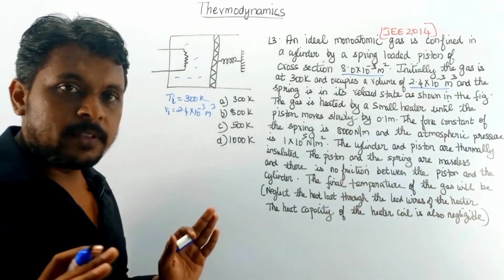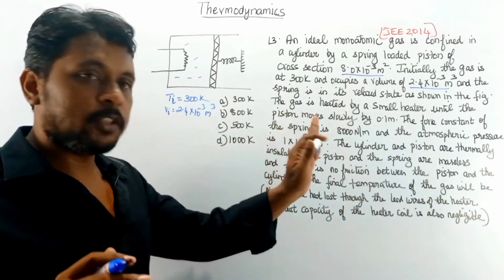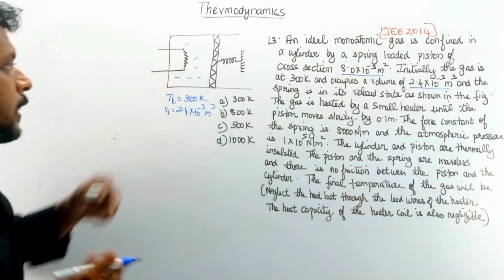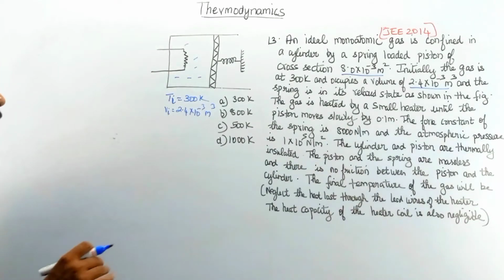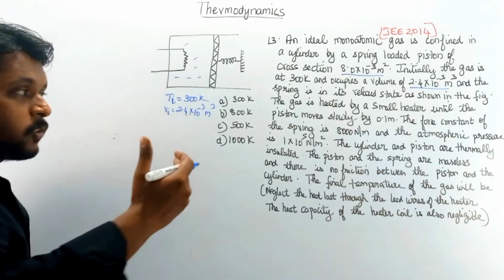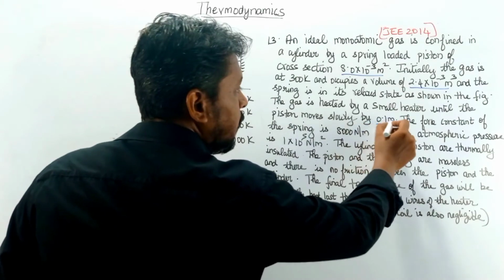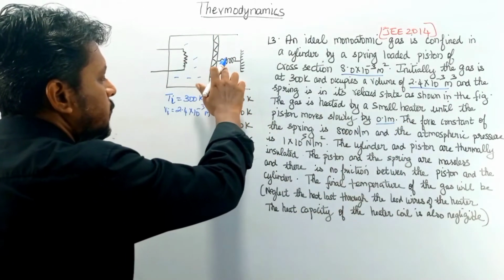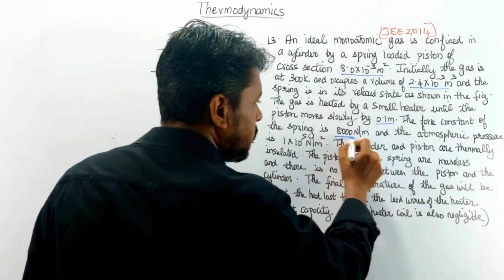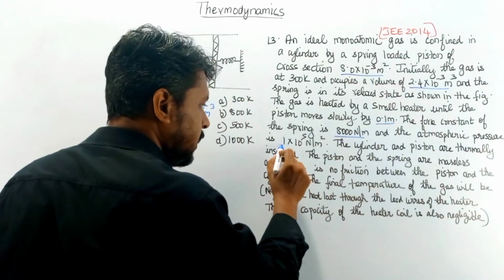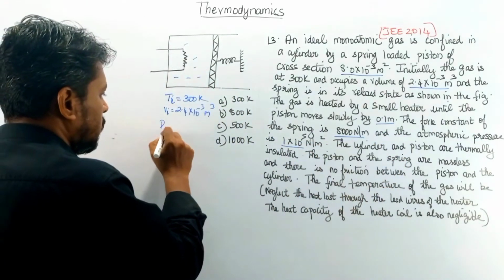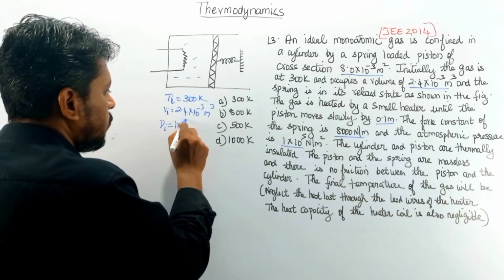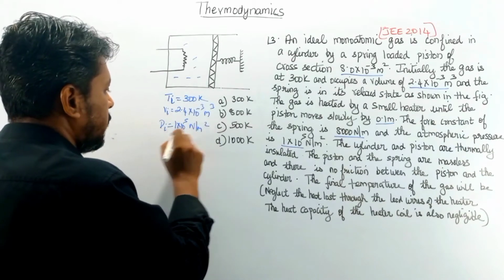Okay, so now what happens next, the gas is being heated by a small heater. So by this heater the gas is being heated, and the gas expands so that the piston moves slowly by 0.1 meter. Now the force constant, that is the spring constant of the spring, is given as 8000 Newton per meter, and the atmospheric pressure, that is the initial pressure, is 1 into 10 power 5 Newton per meter square.